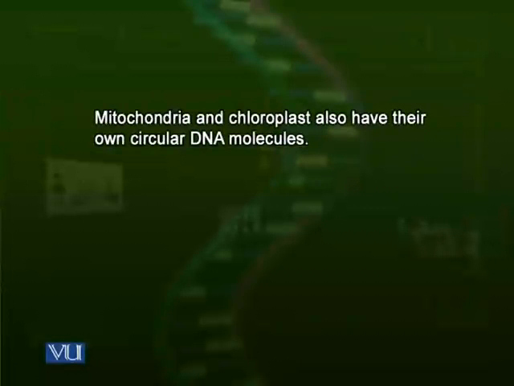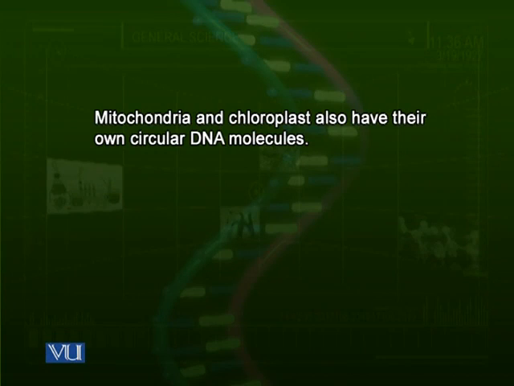In eukaryotes, as we talked about, that DNA is a linear molecule. It's a straight linear molecule. There are two more organelles which have a DNA molecule of their own. These are the mitochondria and chloroplast.